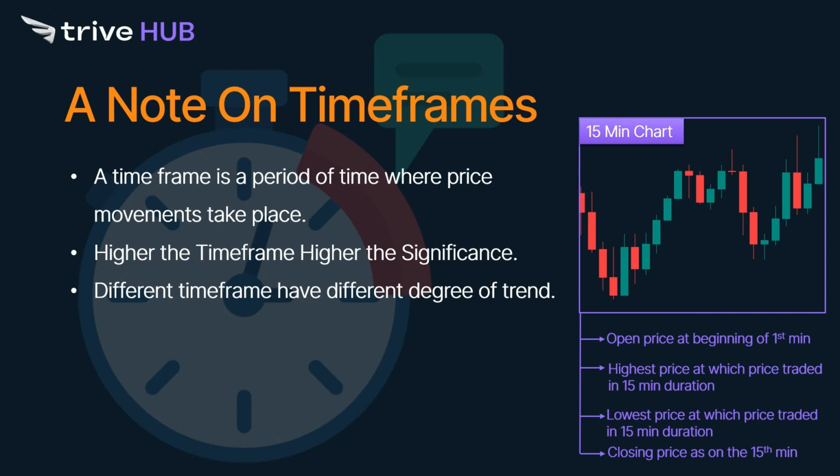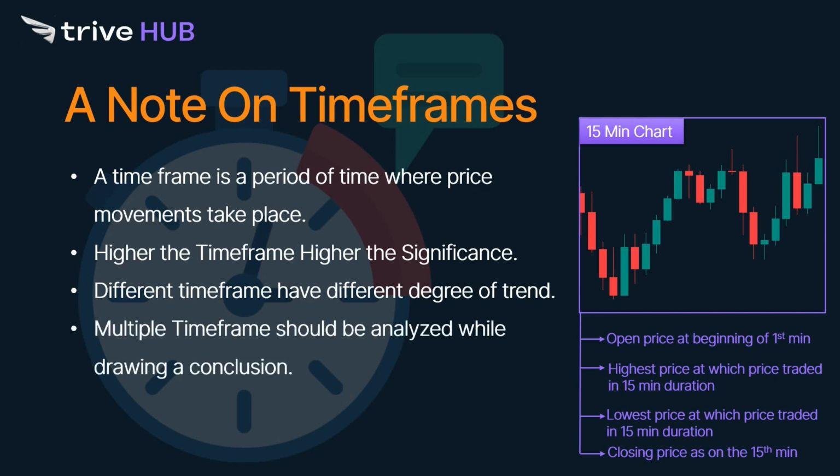So you need to be aware of what kind of trend is going on in different time frames. That is why you need to analyze multiple time frames to draw a rational conclusion. Without looking at multiple time frames, you might be taking entries in the wrong direction, and the trend is our friend. So we always need to make sure that we are trading in the right direction of the trend.